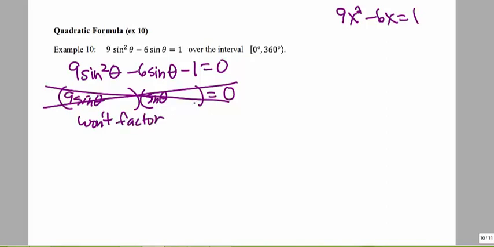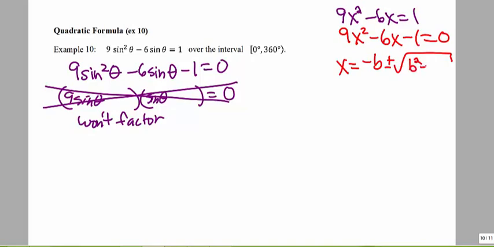Now if something doesn't factor when we are in algebra, what do we do? Well, we would use the quadratic formula. So once I get everything over to one side, 0 on the other, and I try to factor that, if it doesn't factor, we would use the quadratic formula. So let's remind ourselves of what that quadratic formula is. That would be x equals minus b plus or minus the square root of b squared minus 4ac all over 2a. So if we were in algebra and we tried to bring everything over to one side, 0 on the other, and we tried to factor that, and we couldn't factor it, then we would say x equals all of that.